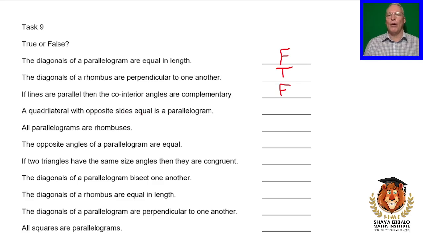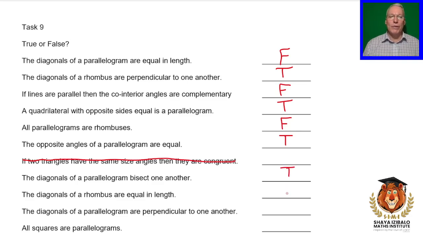Okay, a quadrilateral with opposite sides equal is a parallelogram. That is true. All parallelograms are rhombuses. False. The opposite angles of a parallelogram are equal. True. If two triangles, okay, we haven't got to this yet, so this shouldn't be here. The diagonals of a parallelogram bisect one another. That is true.